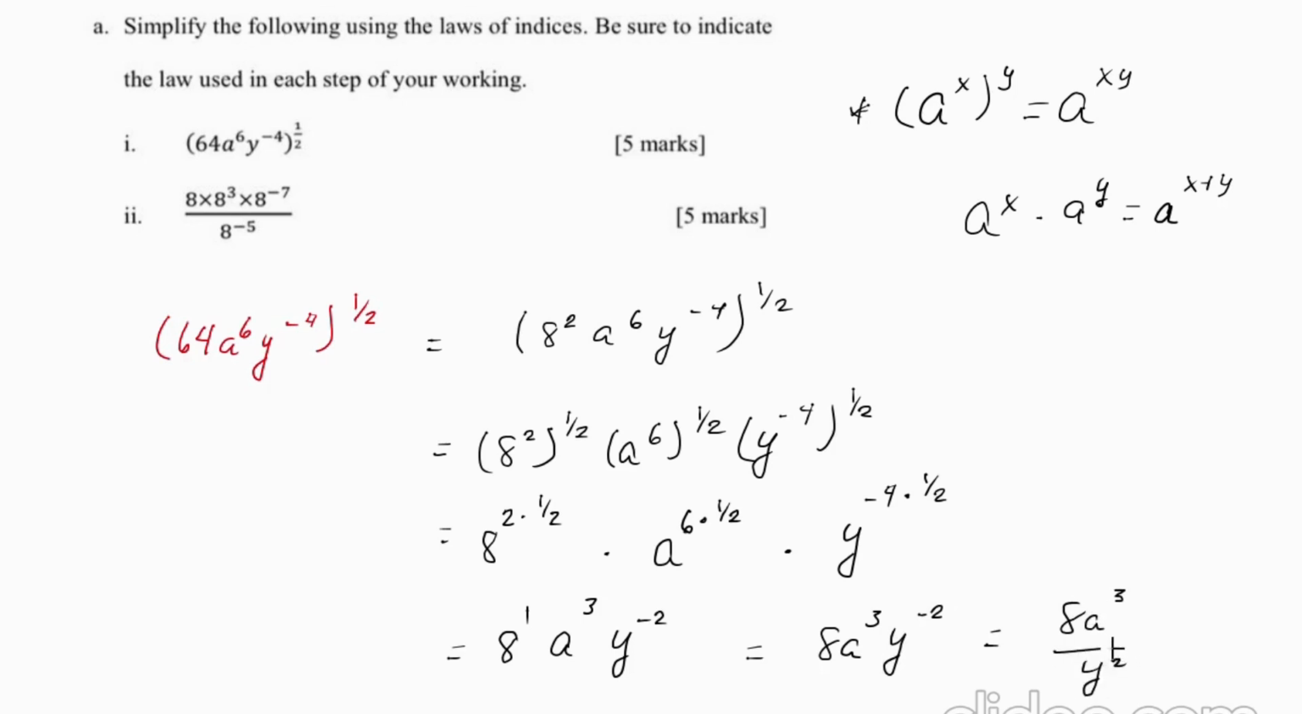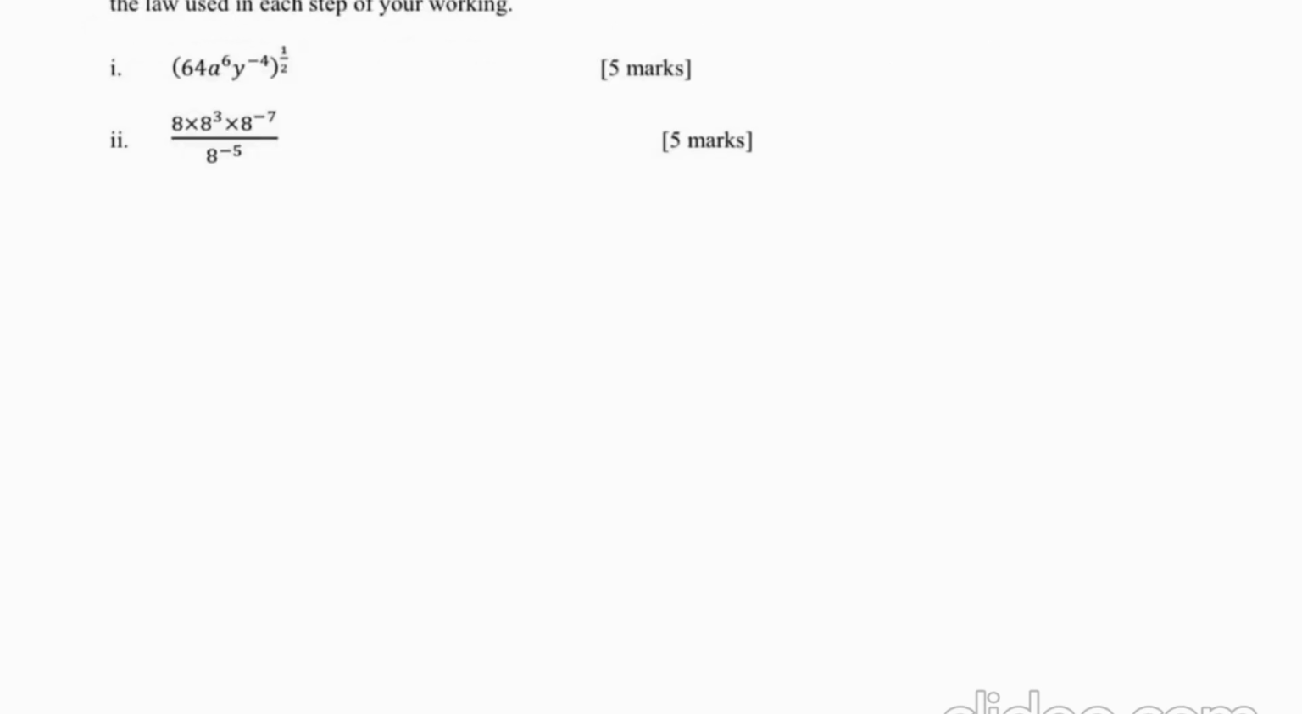which may be written as 8a to the third power over y squared. Now, how did I do this part? How did I get this below? Because there's a rule that says a to the minus x is equal to 1 over a to the x, right? And I applied that rule right here, the y to the minus 2 power. And that's it for part 1 of number 4.